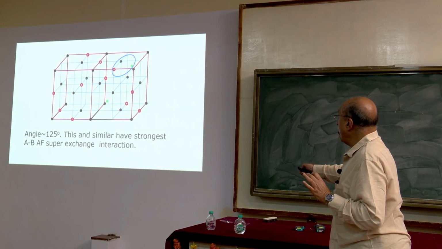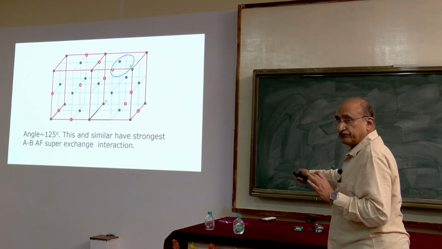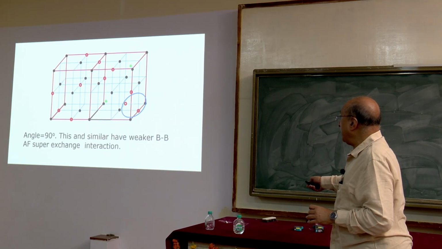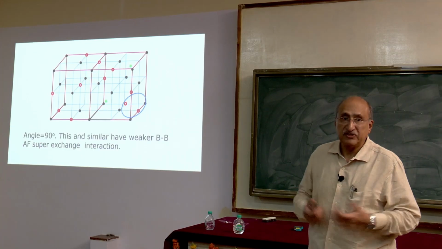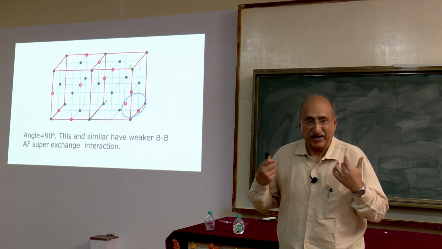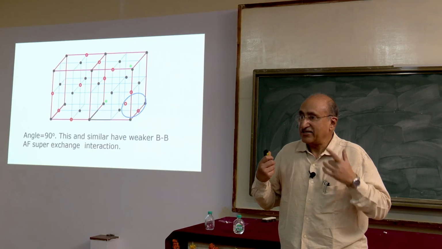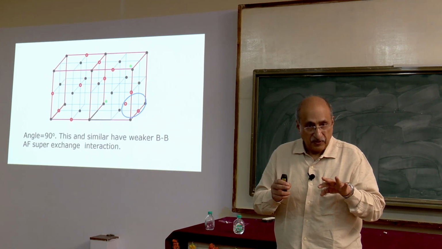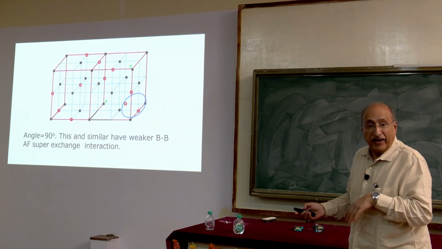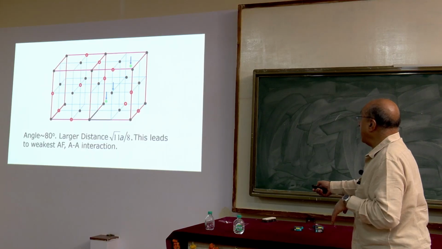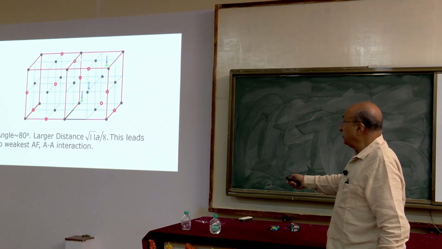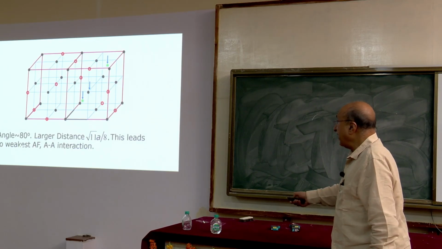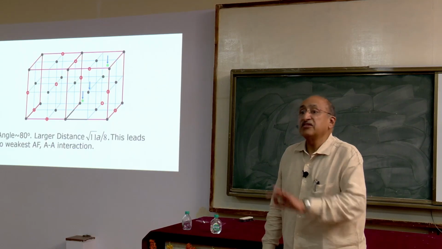See, the BB exchange angle is very easy to see: 90 degrees. It's a weak interaction. The angle is 90 degrees, so the BOB interaction is going to be a weaker interaction. Then there is AOA, which is the weakest. Even though the distance is root 11 a by 8, the angle is 80 degrees, still smaller. This is the weakest interaction.